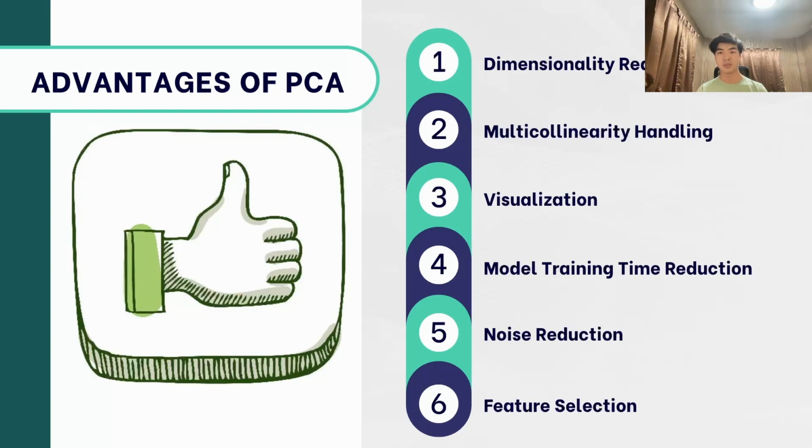Third one is visualization. So by reducing the number of dimensions, it is easier to visualize the lower dimensional data. Fourth, model training time reduction. So with the lower dimensions, model training can be done faster as the data is more simplified. Fifth, noise reduction. PCA can help reduce the impact of noise in a dataset by projecting the data in a lower dimensional space. And last one, feature selection. PCA can help us analyze the importance of attributes by using the principal components acquired to identify the important features.